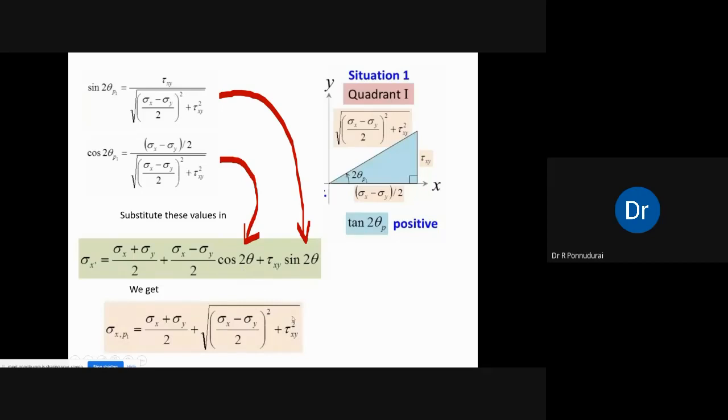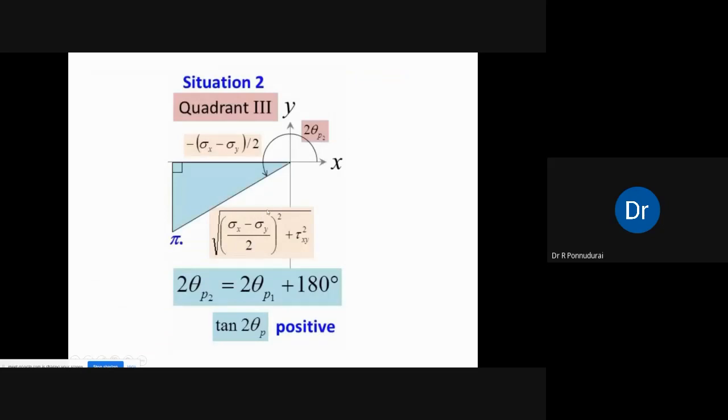We can get the principal stresses. Same way, to get the minimum principal stress, we have to go to the third quadrant, because in the third quadrant tan theta will be positive again. So in the third quadrant, 2 theta plus 180 degrees will be the third quadrant. So here again, positive.